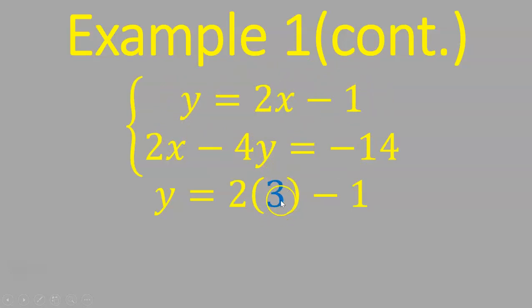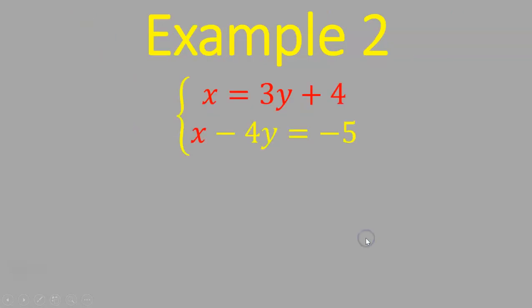So I plugged 3 in for x, and I'm just going to evaluate that. 2 times 3 is 6. 6 minus 1 is 5. So x is 3, y is 5. We usually write our solution as an ordered pair, (3, 5): 3 for x, 5 for y. So in order, as the name implies, x first and then y.